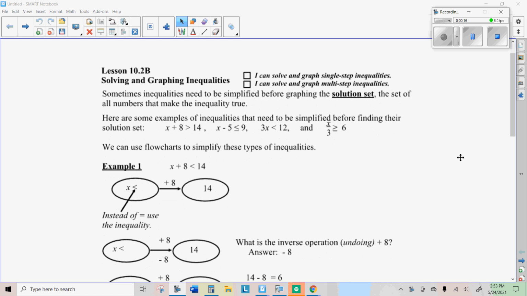Sometimes inequalities need to be simplified before graphing the solution set, the set of all numbers that make the inequality true. Here are some examples of inequalities that need to be simplified before finding their solution set.